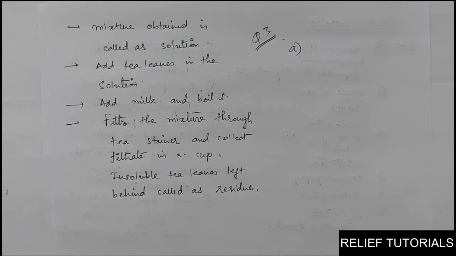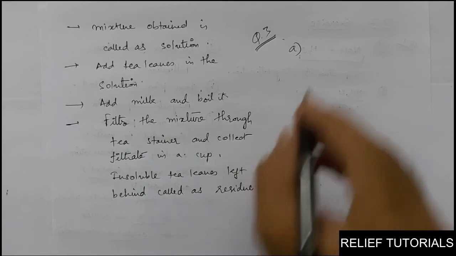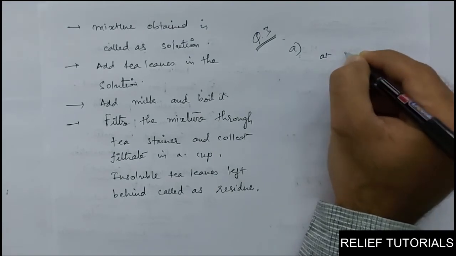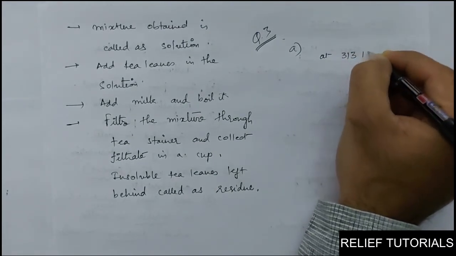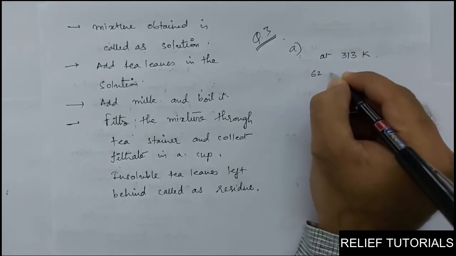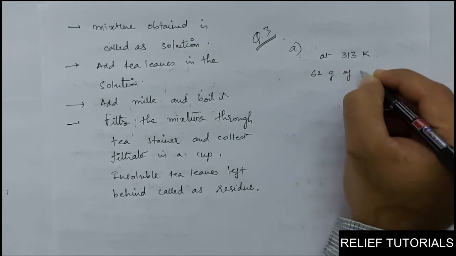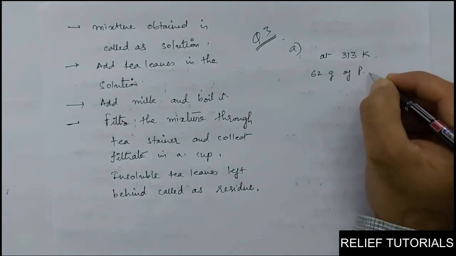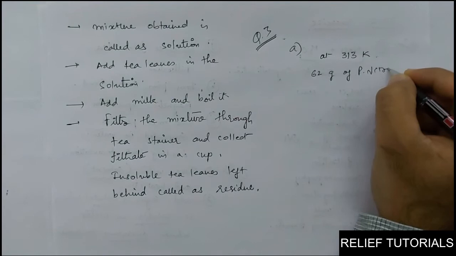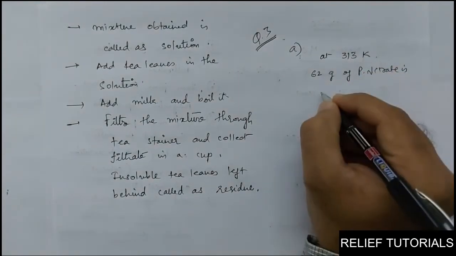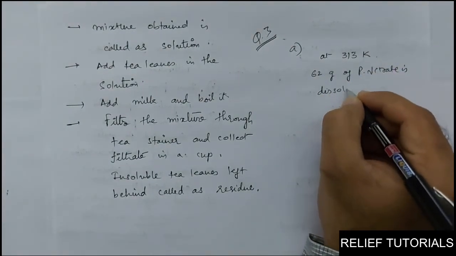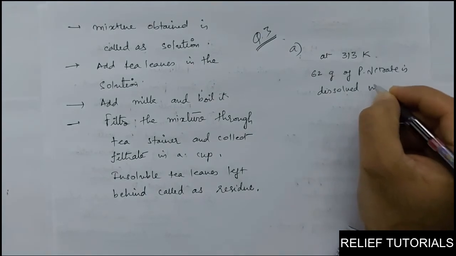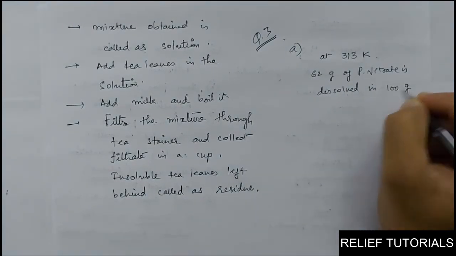From the table, potassium nitrate at 313 Kelvin, 62 gram. At 313 Kelvin, 62 gram of potassium nitrate is dissolved in 100 gram of water.